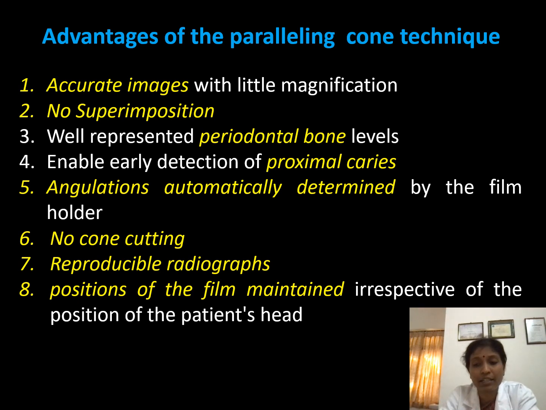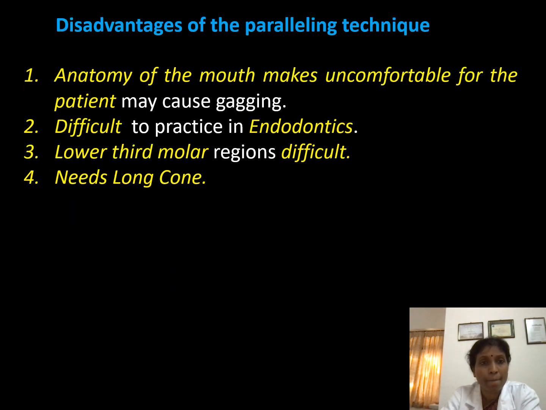Both the vertical and the horizontal angulation get determined by themselves when the film holder is placed properly. There is no chance of cone cutting, and the images are of excellent quality. The disadvantages of this technique are that wherever the anatomy of the oral cavity is compromised, where the patient has a narrow, shallow palate or any tori, or any gag reflex, this technique is not applicable.